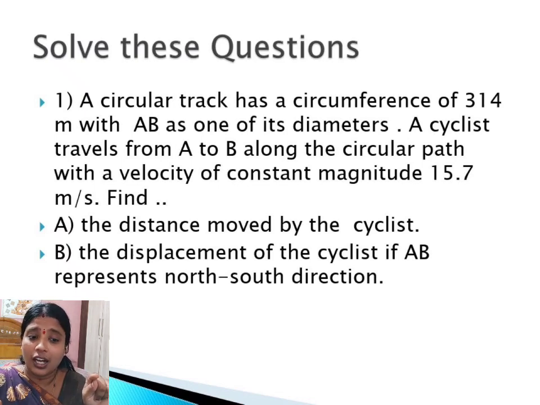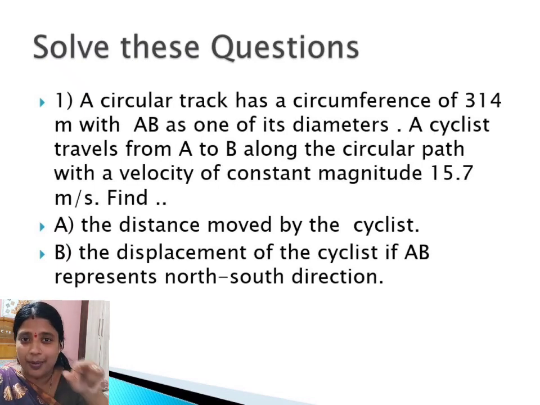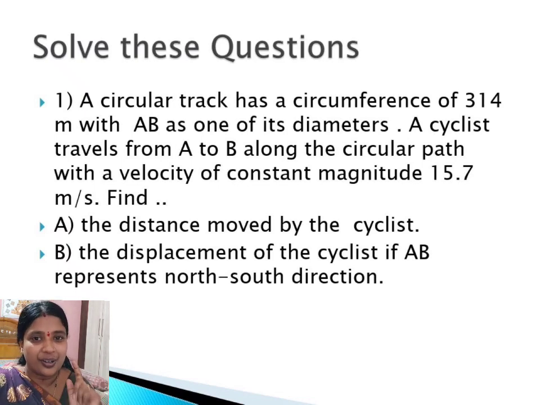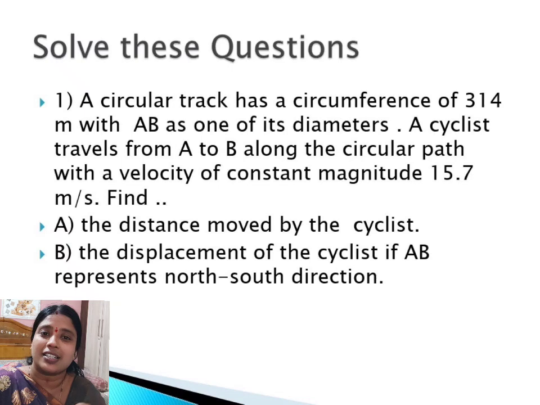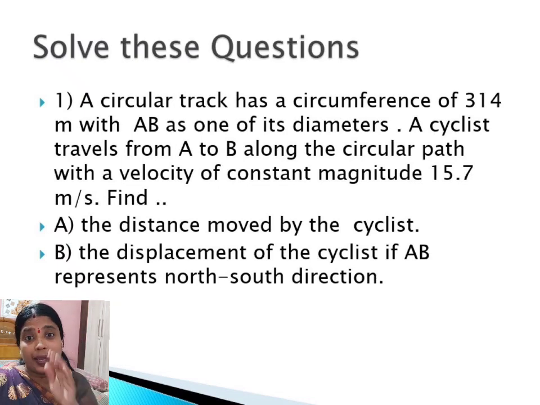Then along the circular path with a velocity of 15.7, meaning speed. Now how much distance has the cyclist moved? You have to find that distance. It is something related to this circle's half. Okay, this is a clue, you can find out from it. And how much displacement is covered by the cyclist if AB represents north-south? Now this is not AB, we were considering this as AB. No, the diameter is north-south. So if it is north-south, what is the displacement of the cyclist? So waiting for your answer.